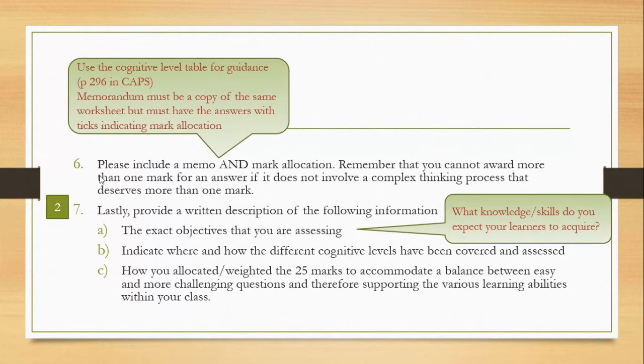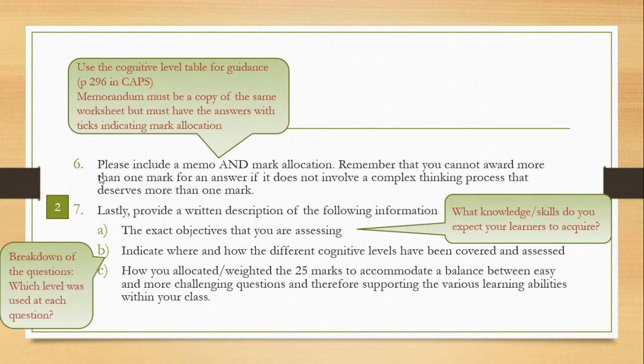I'm going to check that all the objectives that you have listed in this written document are indeed covered by the questions in your assignment. Then you need to indicate where and how the different cognitive levels have been covered and assessed. This means that you have to break down the questions and tell me which level was used at each question. And I will help you with that just now, how to indicate that.